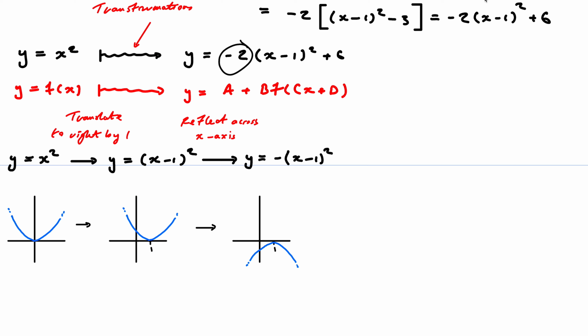Next, you do vertical stretch or compress. It's the safe order. So it's minus 2, so we need to stretch by a factor of 2 now because we've already got the negative. So I would do a vertical stretch by factor 2. Algebraically, that gives y is equal to minus 2 (x minus 1) squared.